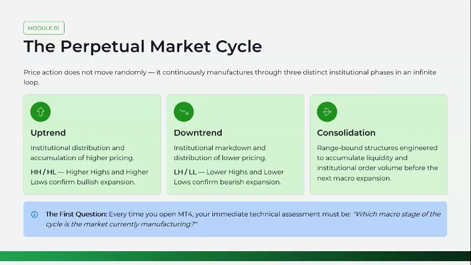When you open your charts, this is the first thing that should come into your mind: do we have an uptrend? Do we have a downtrend? Do we have a consolidation? How are institutions engineering this market? Every time you open that MT4 or MT5, your immediate technical assessment must be, which macro stage of the cycle is the market currently manufacturing? Question number 1 in your head. That should be question number 1.